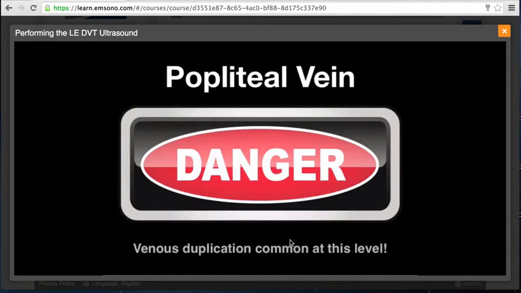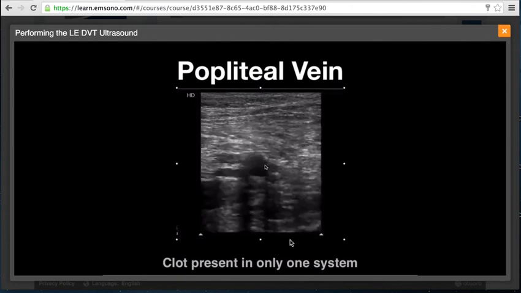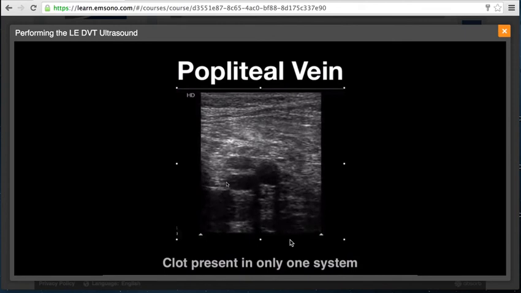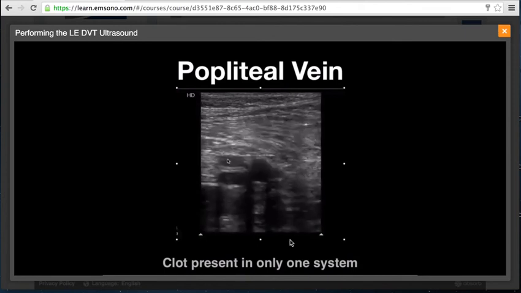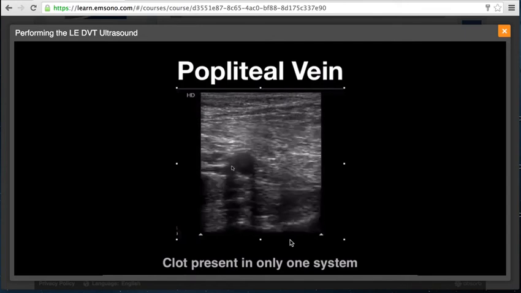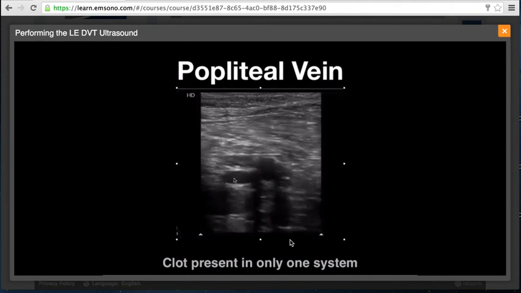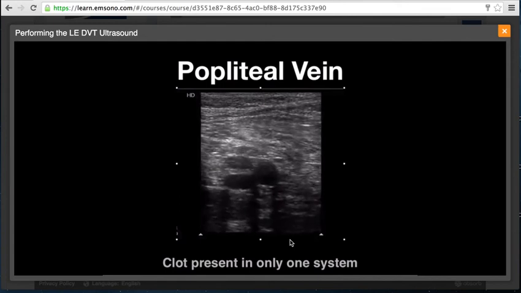Keep in mind, venous duplication can occur at this level too, so don't let your guard down. Look for two systems. Here's a patient who had a duplicated popliteal system. Here's the artery. Here you've got one system, which is anechoic and compressible, but you can see that there's clot in this second system right here. To the novice scanner, it could be easy to miss this because you're going to focus just on the anechoic vessel down here and miss this echogenic clot burden within the second system.